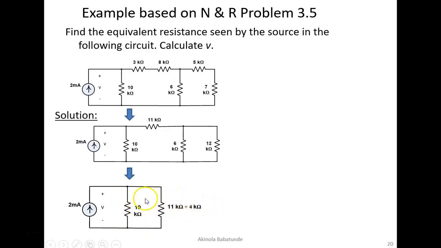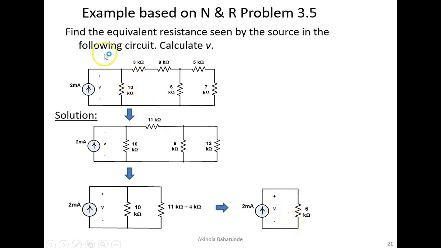Again, you will then find out that this 10 kilo ohms and 11 plus 4 kilo ohms, which is 15 kilo ohms by the way, are now in parallel, because when the current gets to this particular node, that current is going to split. A portion of it will flow downwards to 10 kilo ohms, another portion will flow towards this 15 kilo ohms here. Hence, we can say these two resistors are in parallel. If they're in parallel, the equivalence would be this 15 multiplied by this 10 divided by 15 plus 10. That is 150 divided by 25. 150 divided by 25 will give us 6 kilo ohms.